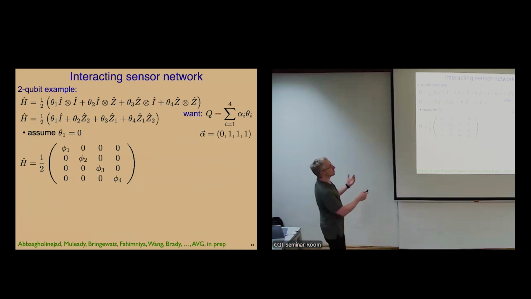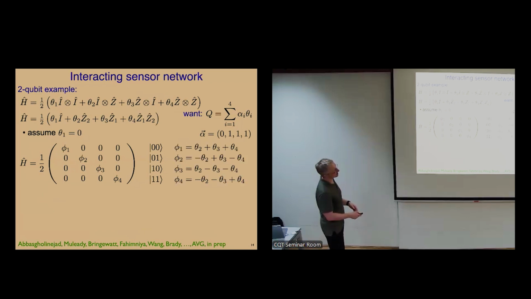So then, as before, this is a diagonal Hamiltonian. So the diagonal entries are phi 1, phi 2, phi 3, phi 4. They correspond to these computational basis states. And if I did this Hadamard trick, it happens to be like this. So phi 1 happens to be theta 2 plus theta 3 plus theta 4, and you can compute all of this. You can easily check this.